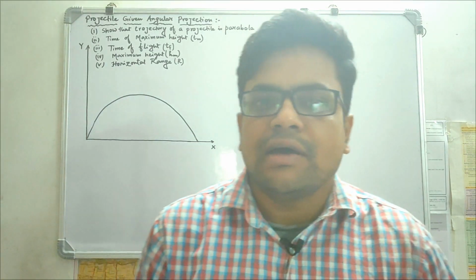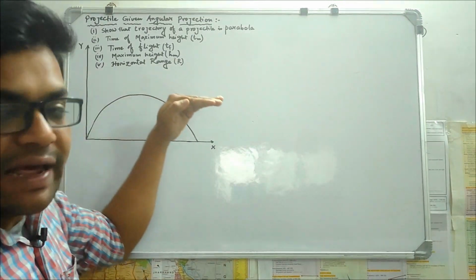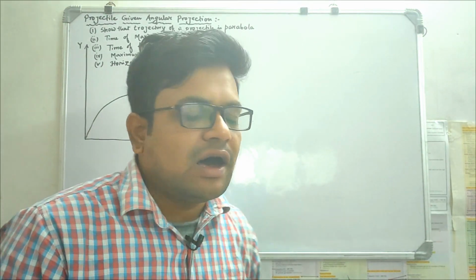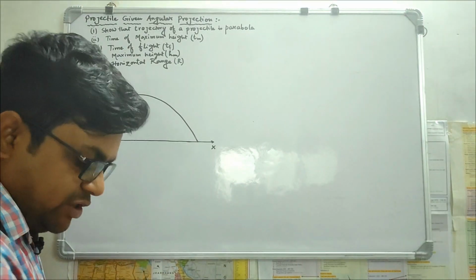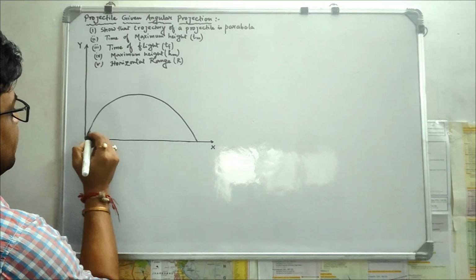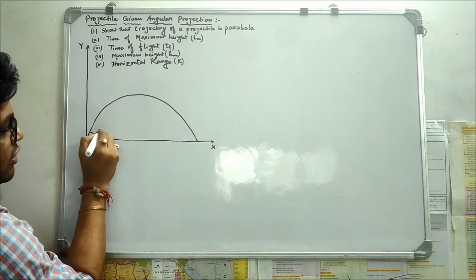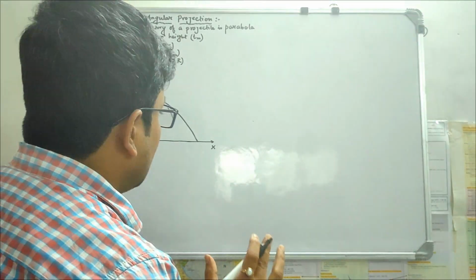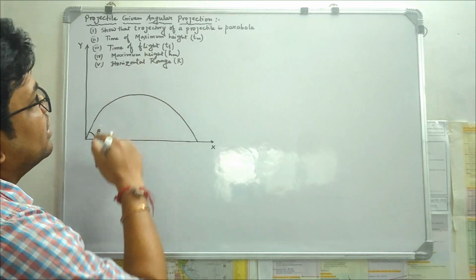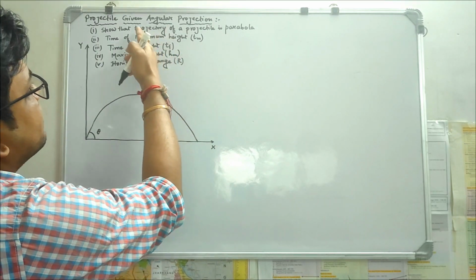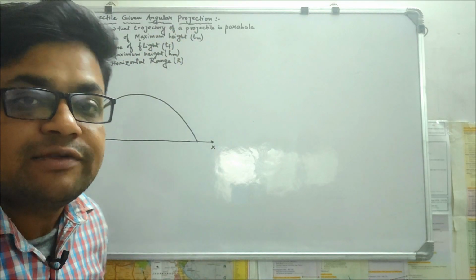Today's topic is projectile motion, meaning when an object is thrown at a certain angle with respect to the horizontal, how the trajectory of the projectile will occur. That means if we throw an object in this direction with an angle of theta with respect to the horizontal, how this path will occur, that is our discussion. And one more thing, we will prove that the trajectory of the projectile is a parabola.